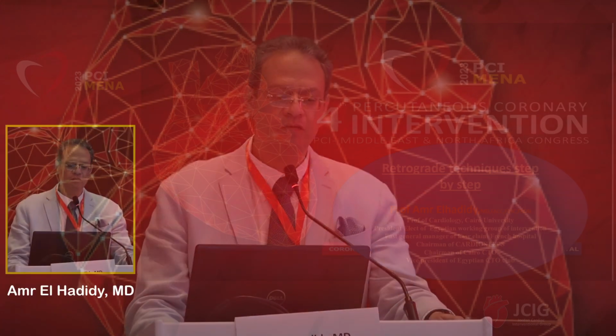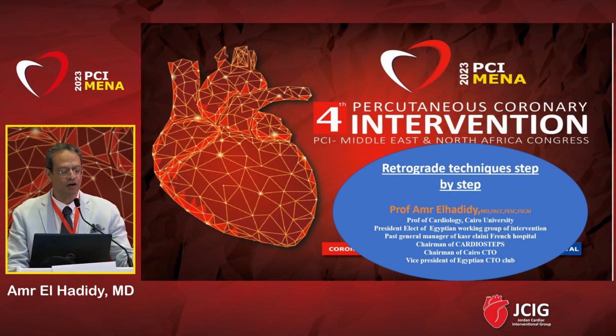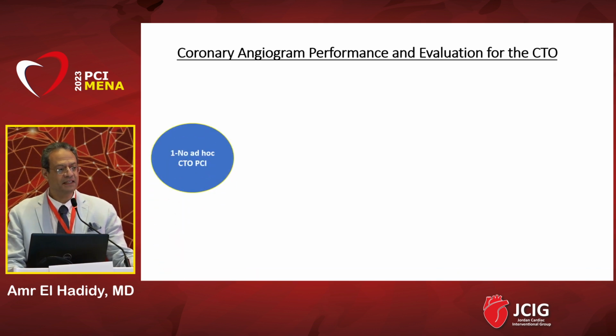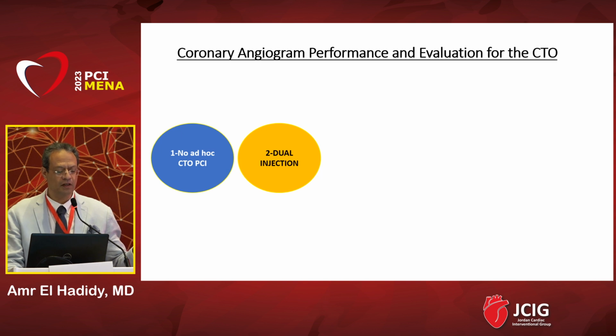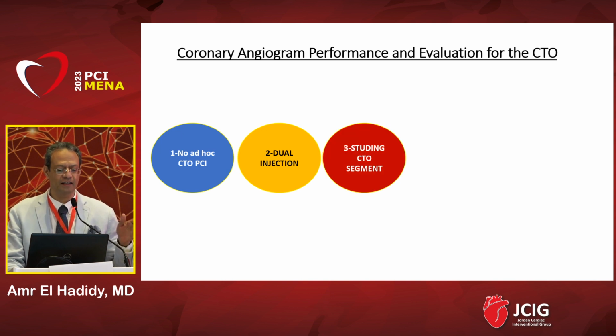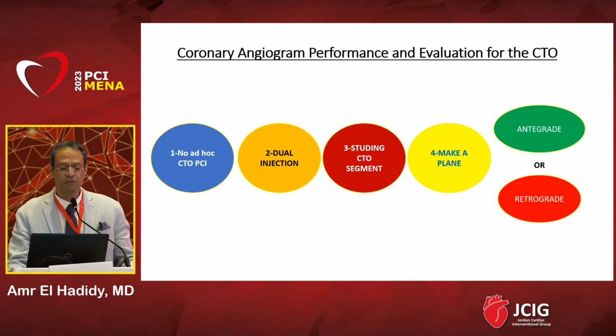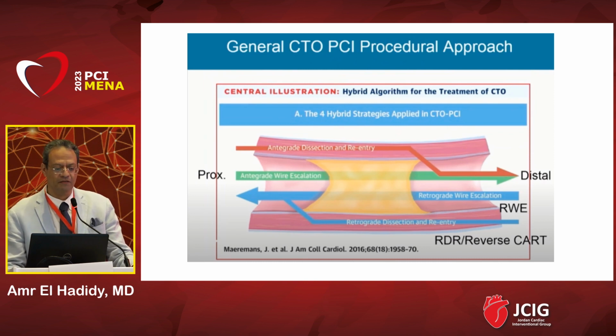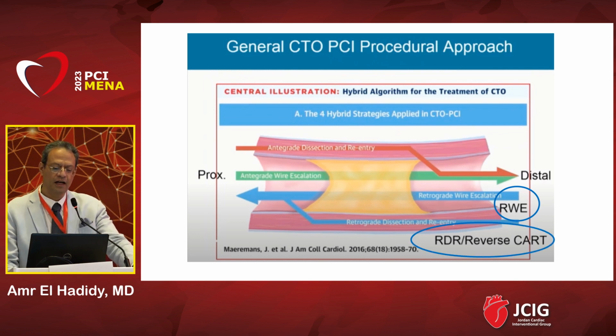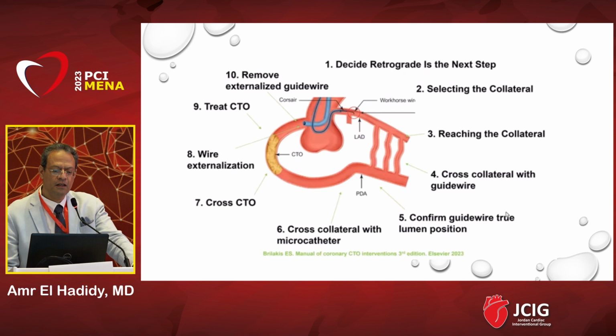If you do any coronary angiogram, you need to evaluate the CTO. There is no ad hoc CTO PCI, which means you don't do the CTO procedure in the same session. You need time to study, to have dual injection, to study the CTO segment, and to make a plan, retro or antegrade. The most important point we know about the general CTO PCI approach is antegrade or retrograde, either retrograde wire escalation or reverse CART.